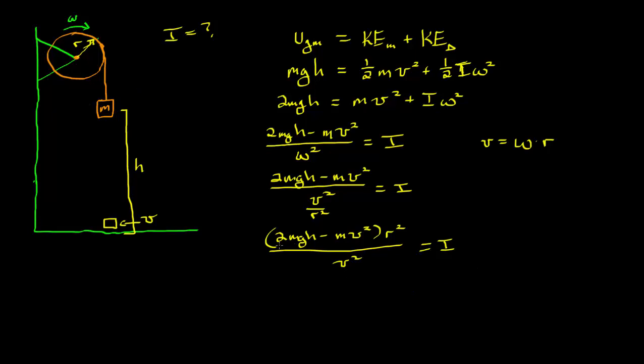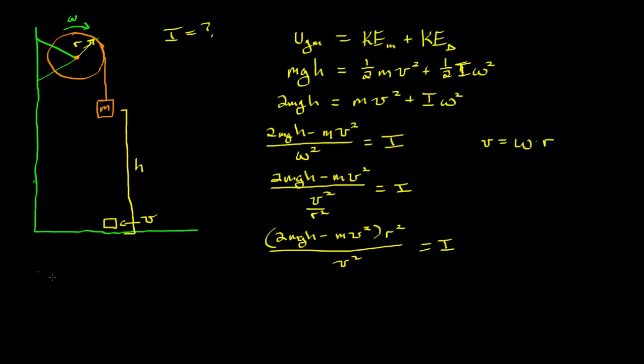So all you would need to measure would be the mass, the height, and then the velocity of the block as it's hitting the ground. And that would be it. You plug it in, and that tells you your rotational inertia. And then from there you can figure out other things like how fast it was spinning around. But that's your energy approach.